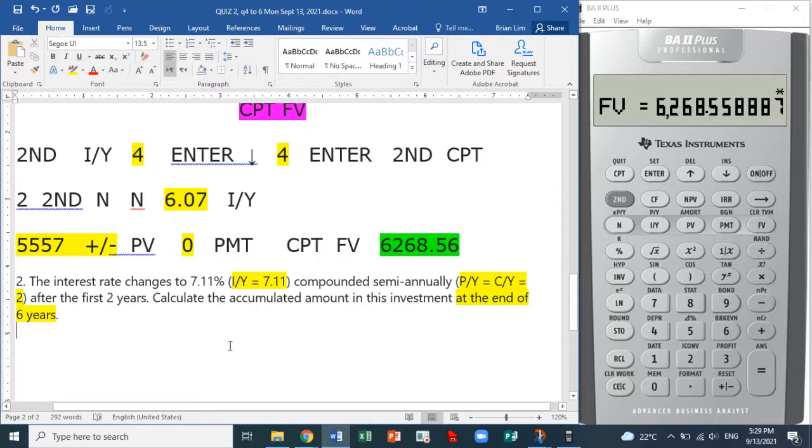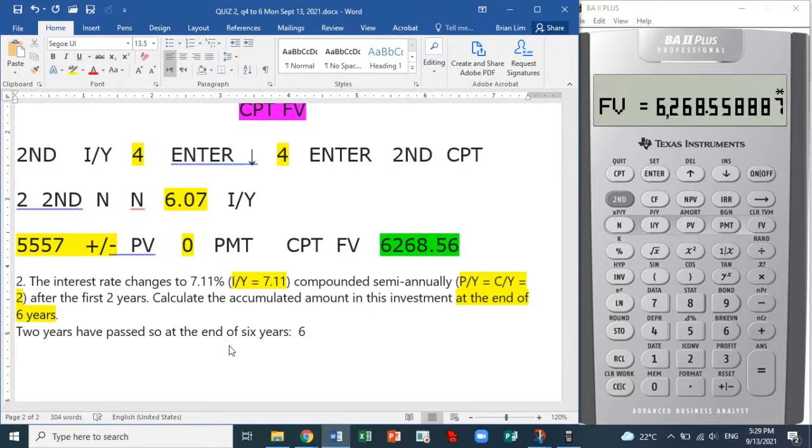So okay, what we must remember is that 2 years have passed. So at the end of 6 years, we have what? We have 6 years minus 2 years, which is equal to 4 years. That is what we use for the second part.